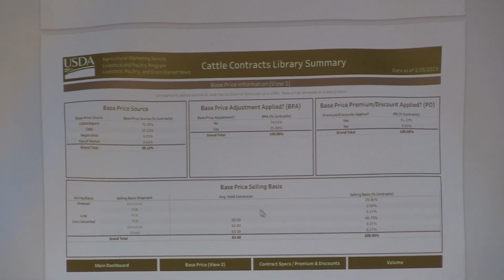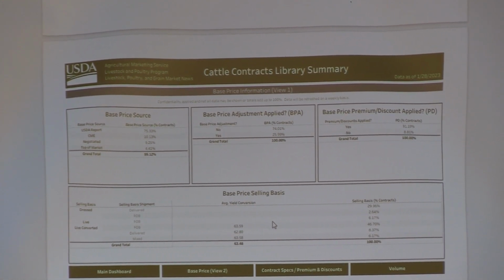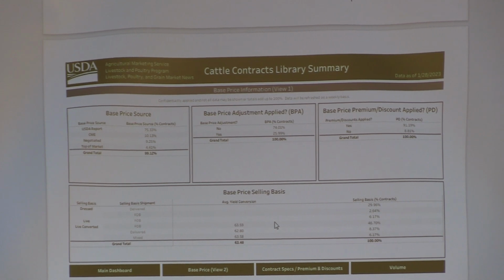And what we used is a form, if you will, to collect this information from the packers. So these are some yes/no questions that they answered in that form to get us to start filtering through that. Was there a base price adjustment applied, yes or no? 74% said no. So what does that mean for a producer? 25% of the cattle contracted had a base price adjustment to the base price itself. So they could take the Kansas average for the week and add $2 to it, for example. These cattle here, they did not have a base price adjustment.